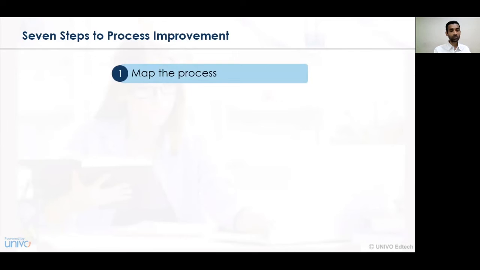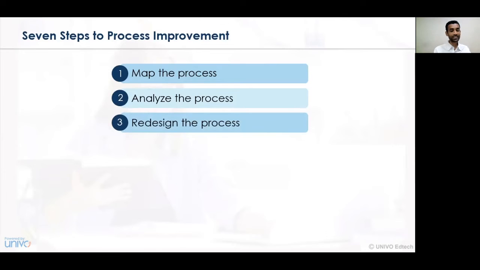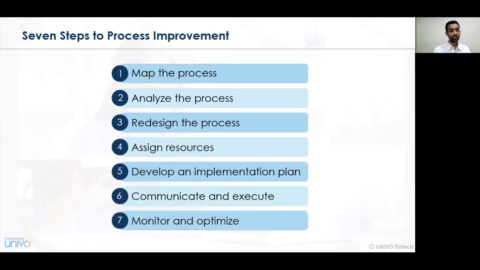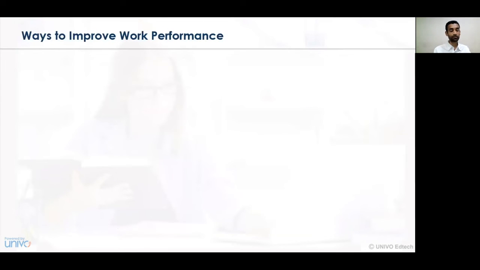The 7 steps to process improvement are: number 1, mapping the process; number 2, analyzing the process; number 3, redesigning the processes; number 4, assigning the resources; number 5, developing an implementation plan; number 6, communicating and execution; number 7, monitoring and optimization. So these are the various steps. If they are implemented effectively, the process improvement activity in a manufacturing organization or a service delivery can be very effective and of high quality.